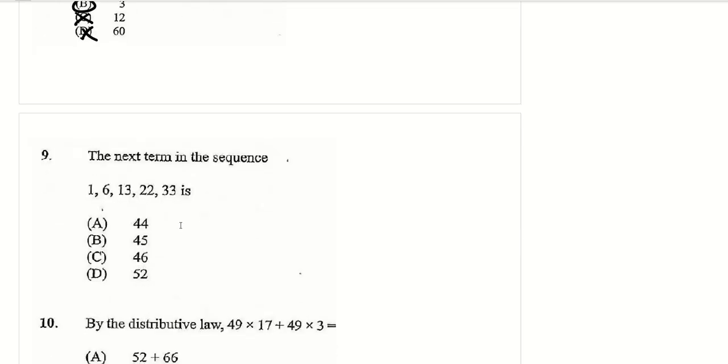This is a repeated question. The answer is 46, but let's just check it. The difference between 4 and 6 is 2, between 6 and 13 is 7, between 13 and 22 is 9, between 22 and 33 is 11. We see that these are odd numbers: 5, 7, 9, 11. The next one is going to be 13. So 33 plus 13, that's 46.